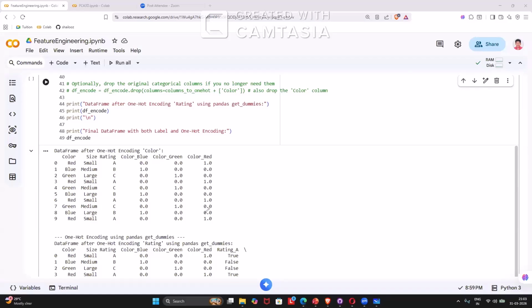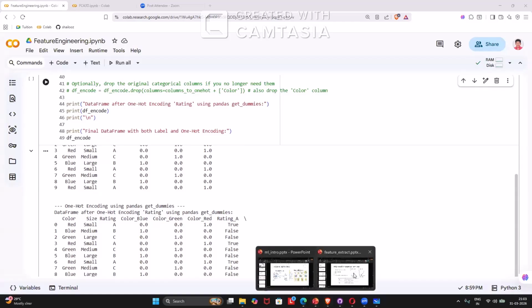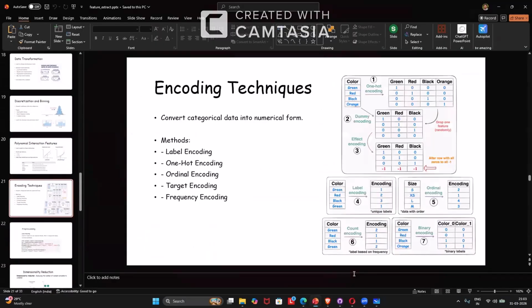So this is what we are calling as one hot encoding. Okay. So the theory is in here. If you look into the encoding techniques, the green, red, black, orange will be converted to 1, 0, 0, 0, 0, 1, 0, 0, 0, 0, 1, 0, 0, 0, 0, 1.